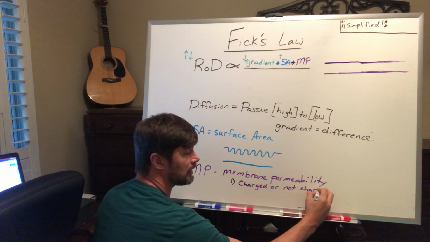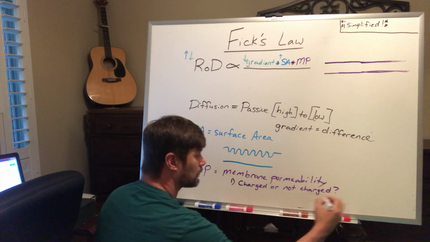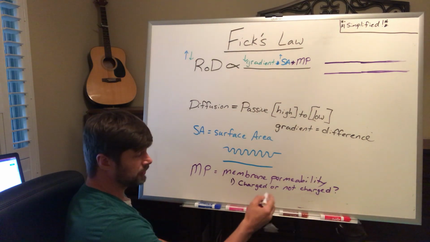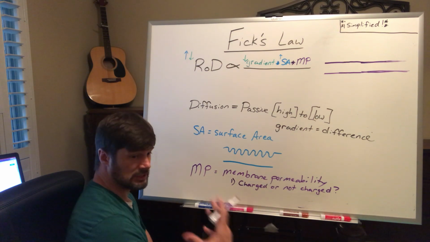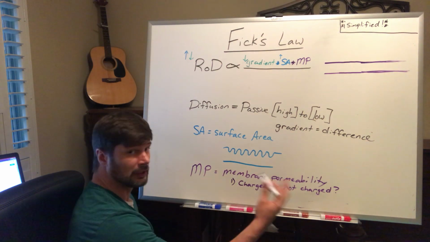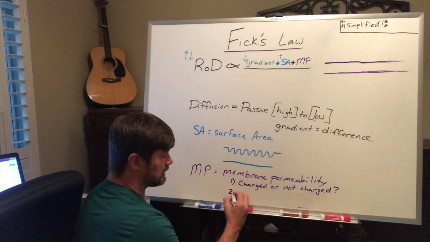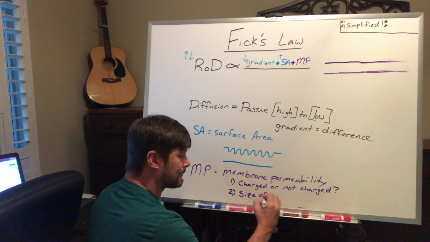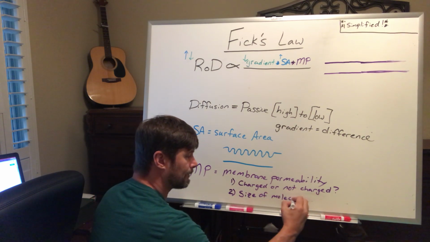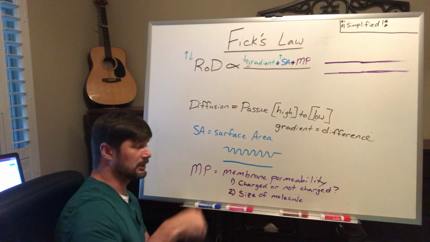And what we're talking about here is the molecule that's trying to get through. In other words, polar versus nonpolar, but it's not always polar. It could be something like sodium, which is an ion, which has this nice big charge hanging off of it, and it can't get through the membrane very easily. The other thing that's going to impact it is the size of the molecule. But with this one, as the size gets bigger, the membrane permeability gets smaller.